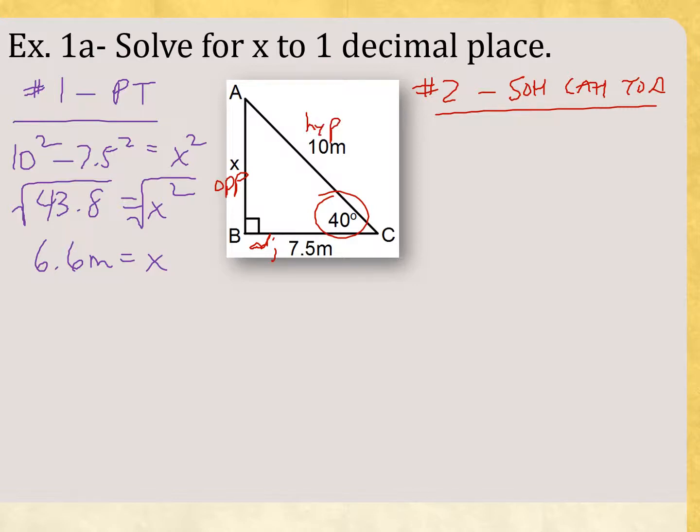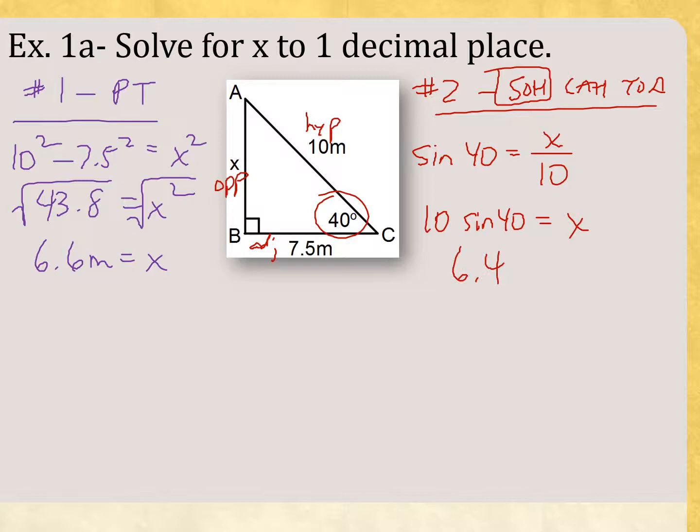Now in this case, you could actually use any of SOH, CAH or TOA just because I gave you two sides. Let's say that you want to do sine for argument's sake. The S stands for sine of your reference angle, goes in order, opposite over hypotenuse, so x over 10. How do you get the 10 off the bottom? Cross multiply. 10 sine 40 equals x, and if we round to 1 decimal place, we actually get 6.4 meters. Now you're going to notice there's a little bit of a difference, just has to do with rounding. We're definitely in the ballpark for both, so no worries there.